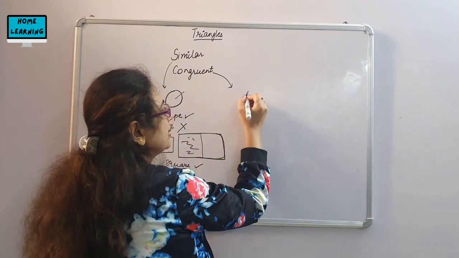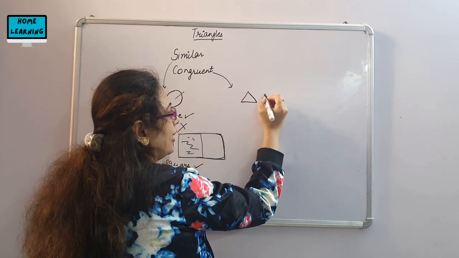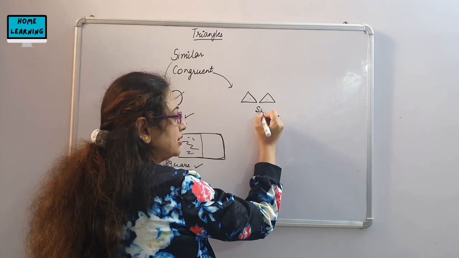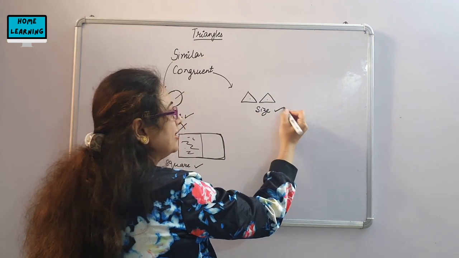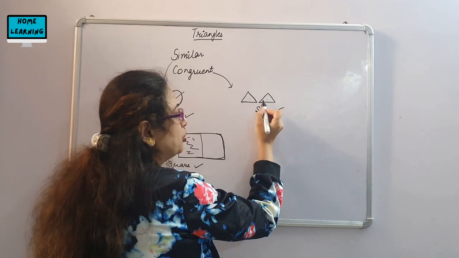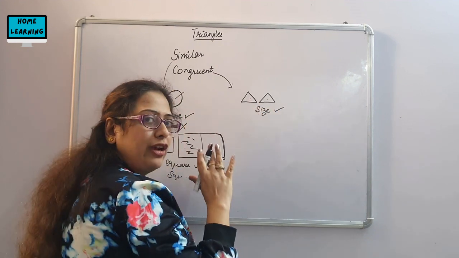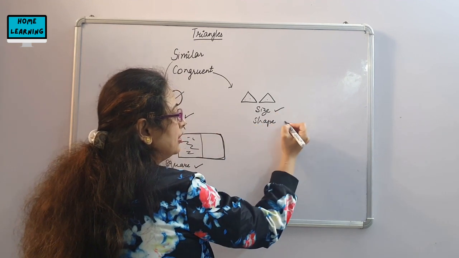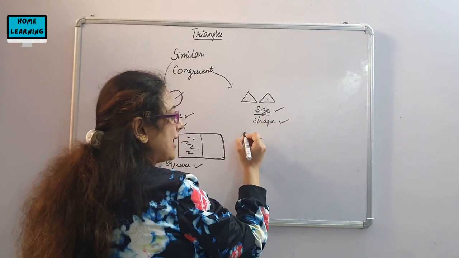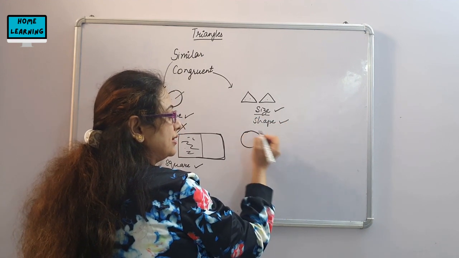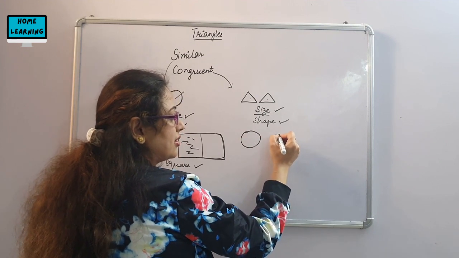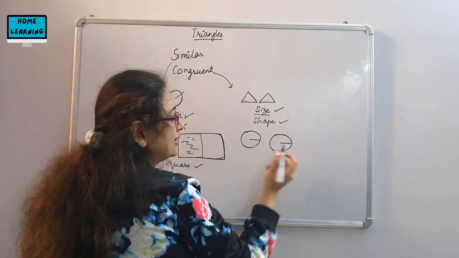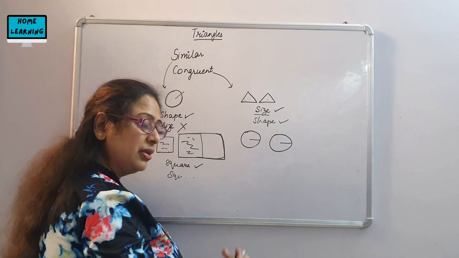However, congruent, when we take a triangle and take one more triangle of exactly the same size, then it is congruent. Congruent means when you put it on this one, then it will overlie the first image. So apart from shape, the size also has to be exactly the same. This is a circle, this is another circle. If both of them have exactly the same radius, then these are congruent, otherwise these are similar.